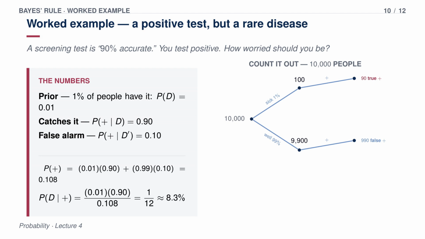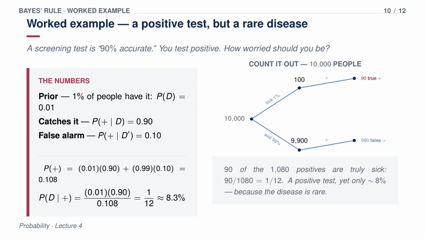Walk the same machine. The probability of a positive is 0.01 times 0.90 plus 0.99 times 0.10. That's 0.108. So the probability of the disease given a positive is 0.009 over 0.108, 1/12, about 8%.